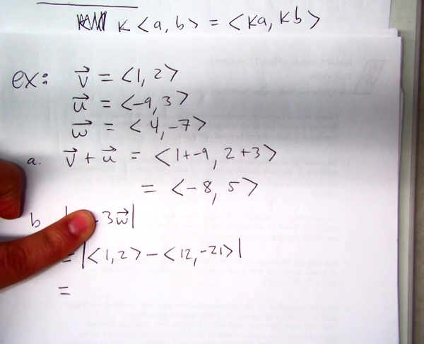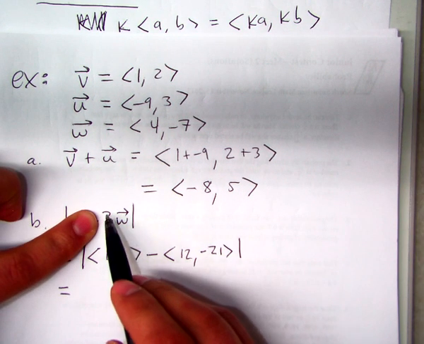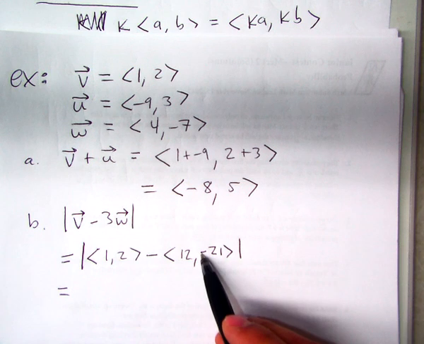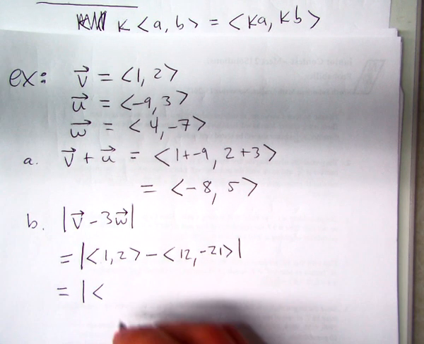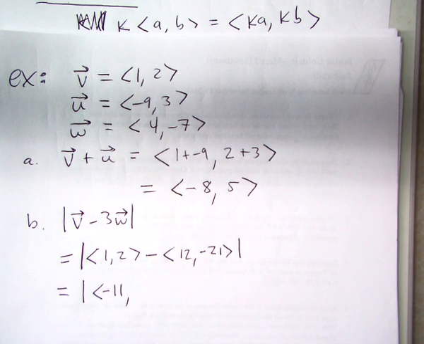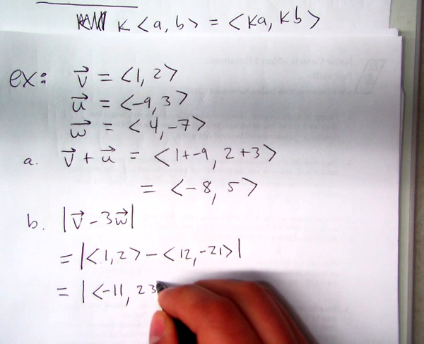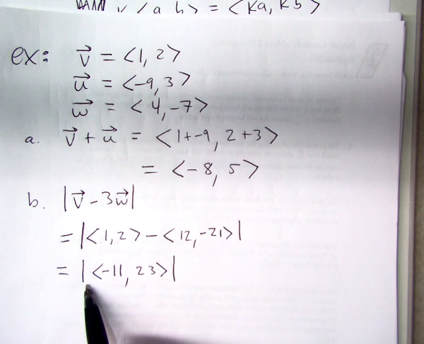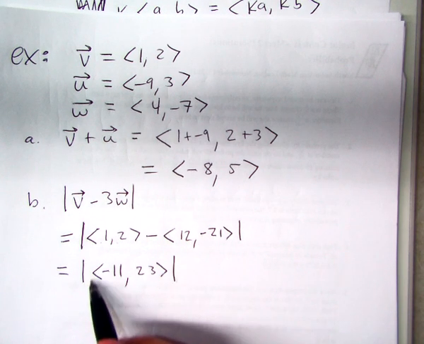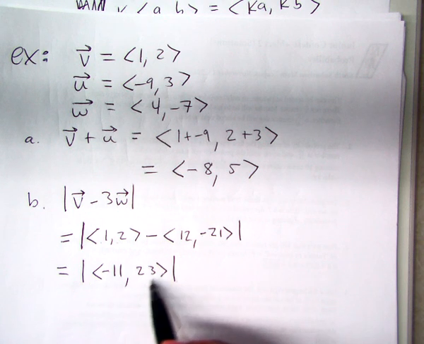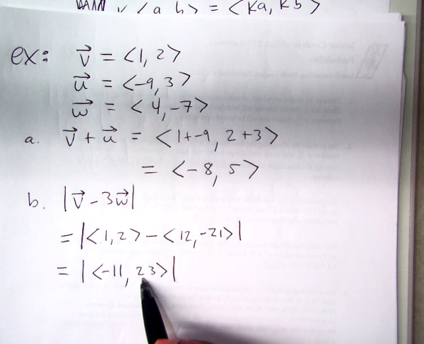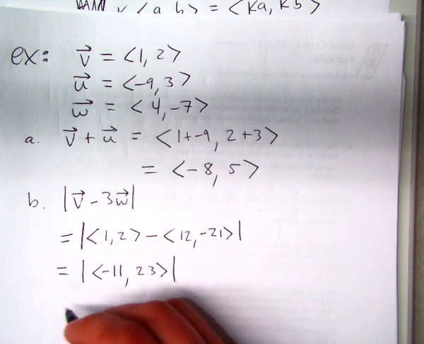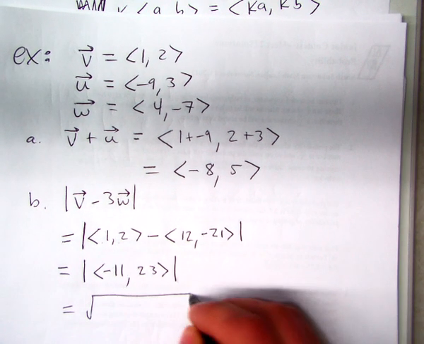Everybody good so far? And now we are subtracting these, right? So what's 1 minus 12? Negative 11, good. 2 minus negative 21 is 23. And now what do all these crazy symbols mean? This means to find the magnitude of this, which is easy because this is the horizontal. That's the vertical. That's like the legs of the right triangle, right? You just put what under a square root? Very good.